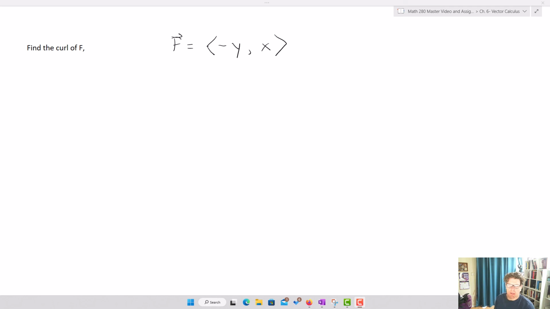So now let's find the curl of F. This one's going to be a two-dimensional vector field, so we're going to need a slightly different equation, but it's a lot easier. Our curl of F in this case is going to equal Qx minus Py, k. Essentially we take the derivative of Q with respect to x, so that's 1, minus the derivative of P with respect to y, so that's negative 1. So this is 1 minus a negative 1, which equals 2. So it ends up being 2k.